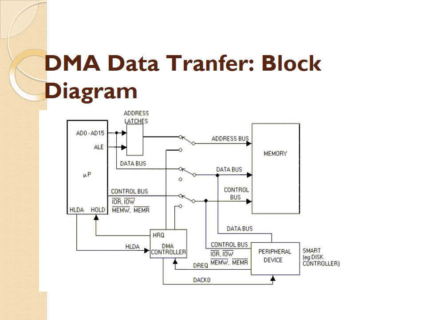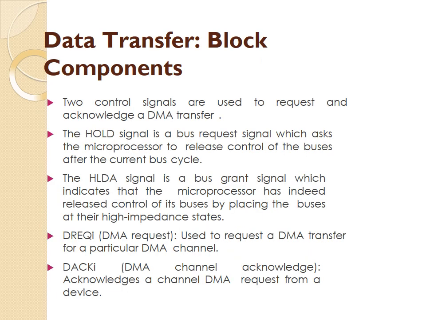The next ones are the DMA request and DMA acknowledgement signals. These four signals are very essential to understand this concept. The next one is the data transfer block. The two signals, request and acknowledgement, are used for data transfer. There are two signals associated with the microprocessor, the hold signal and the hold acknowledgement signal.